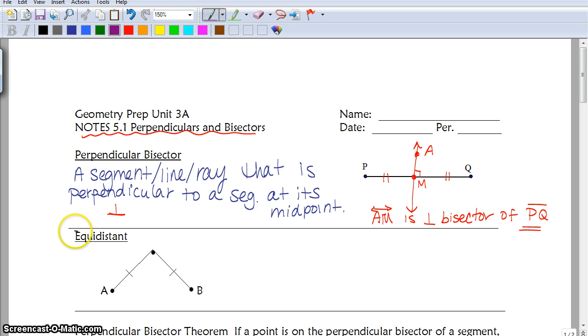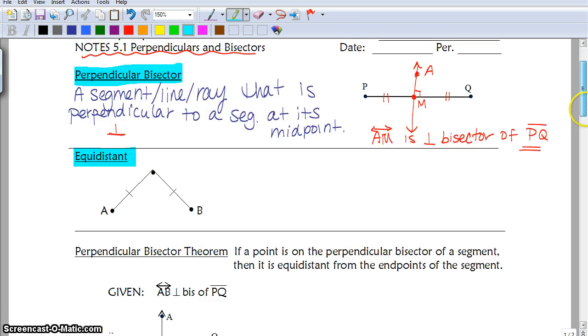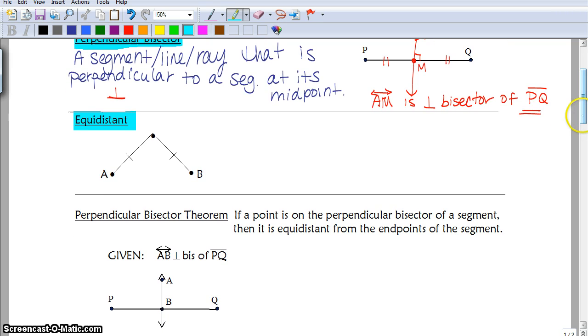The second one is equidistant. So I'm going to go ahead and highlight these terms so they stand out in my notes. So we've got perpendicular bisector, and now we've got equidistant. Guys, equidistant is exactly what it sounds like. It's comprised of two parts, equi meaning equal, distant meaning distance. So if two things are equidistant, they're the same distance apart.